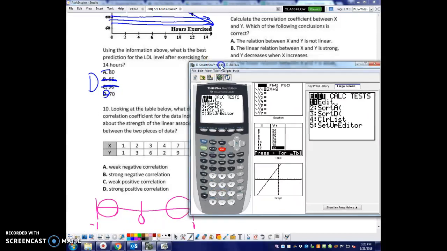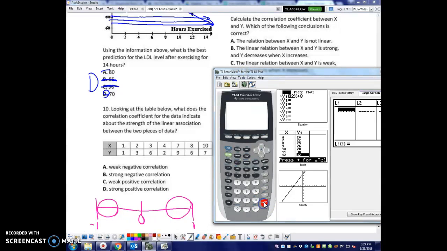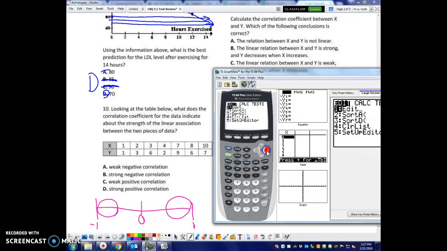Go to stat. We need to type in all this information. Stat, edit. So we have 1, 2, 3, 4, 7, 8, 10. Okay, and over here we have 1, 3, 6, 2, 9, 6, 7. Okay, now stat, over to calc, 4.